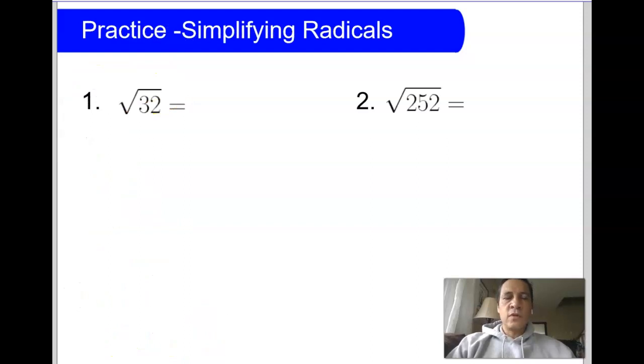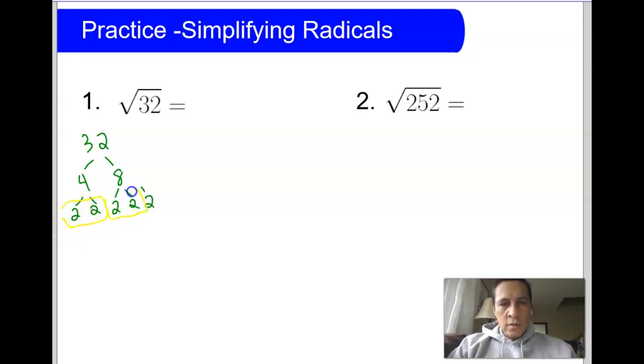All right, here are a couple for you to practice on your own. The square root of 32. I'm going to break 32 up into its prime factors. I know 32, I can find it by doing 4 times 8. 4 is 2 and 2. 8 is 2 times 2 times 2. I'm looking for those perfect squares.